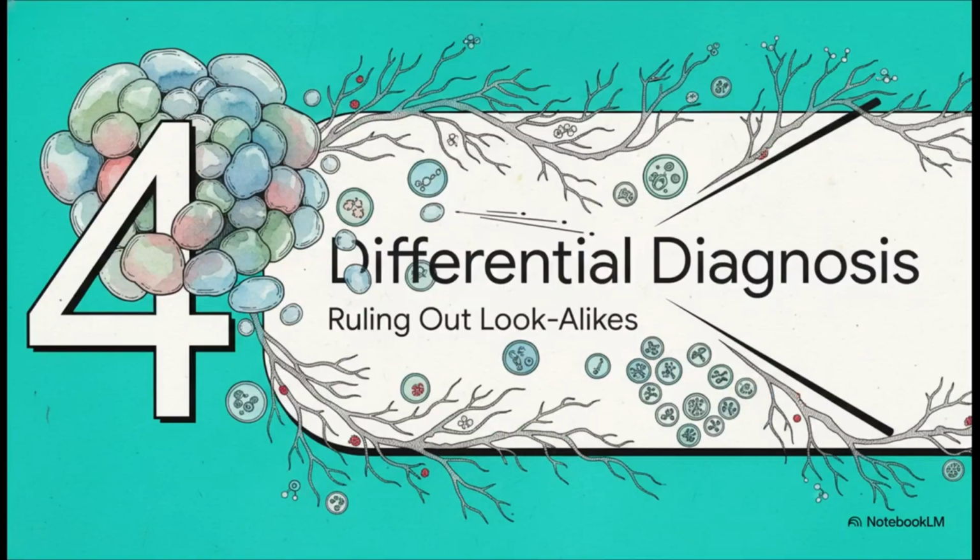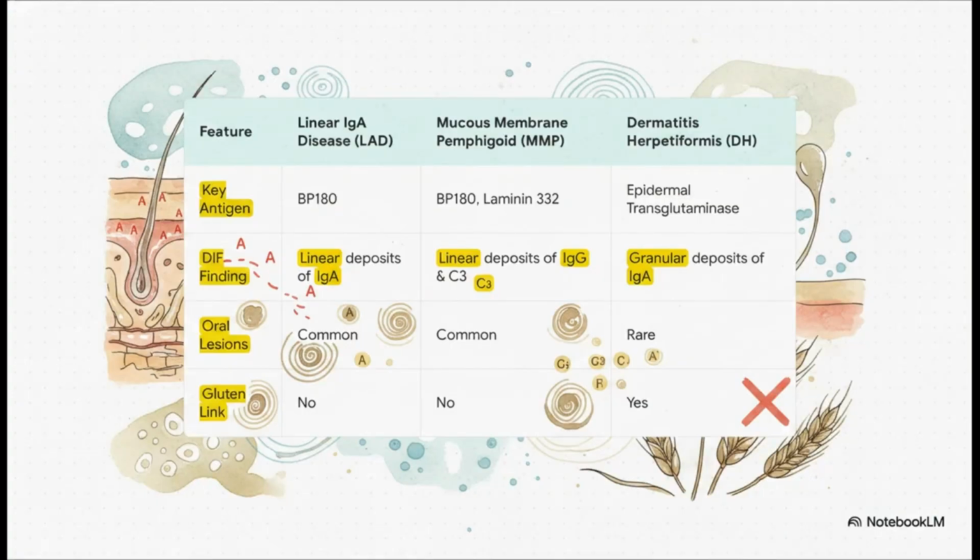All right, this next part is arguably one of the most important sections, both for your exams and for real-world practice. We have to separate LAD from all the other conditions that look just like it. So let's compare LAD to its main doppelgangers. Look at mucous membrane pemphigoid, or MMP. Both have common oral lesions, both have a linear DIF pattern. But here's the key. LAD shows IgA, while MMP shows IgG and C3.